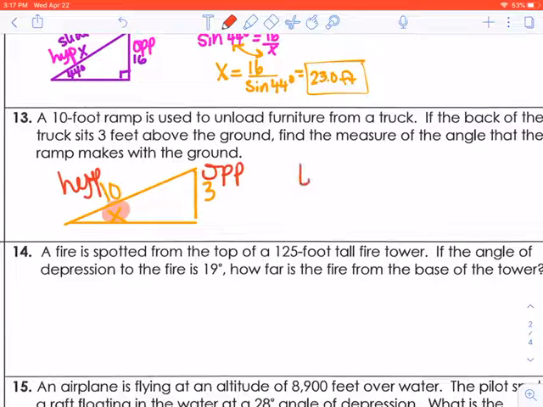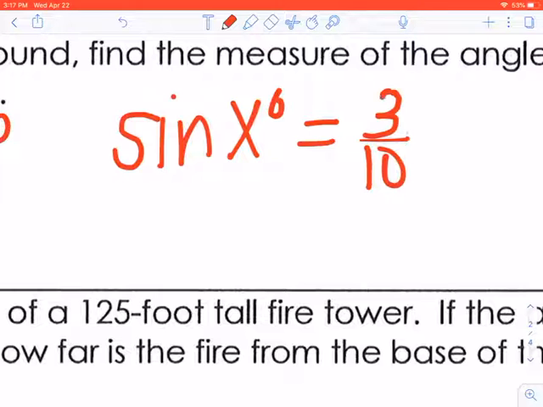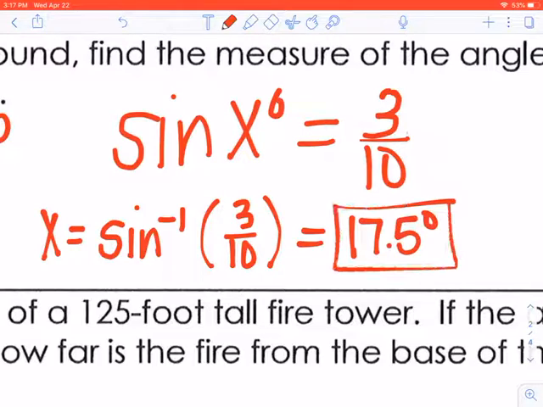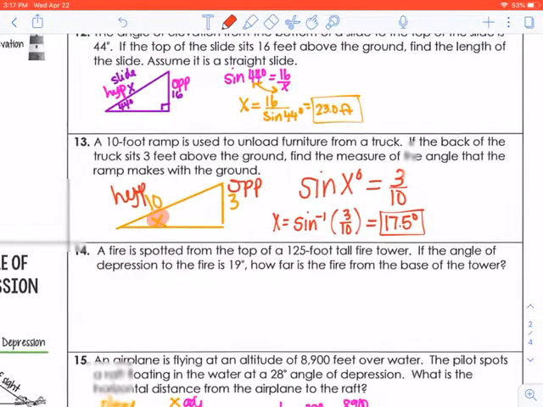Opposite and hypotenuse is going to be the sine function. So I have sine of whatever angle in degrees is going to equal 3 over 10. In order to solve for an angle, we use, again, the inverse. Whenever you're solving for an angle, you will find the inverse. So inverse sine of 3/10, I go to my calculator, I hit inverse sine, I type in 3 divided by 10, I close my parenthesis, and you will see that it's 17.5 degrees. And that's angles of elevation. So what we just found was the angle of elevation from the ground to the ramp.